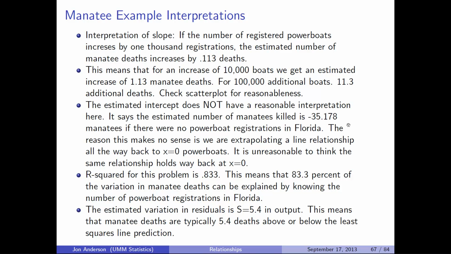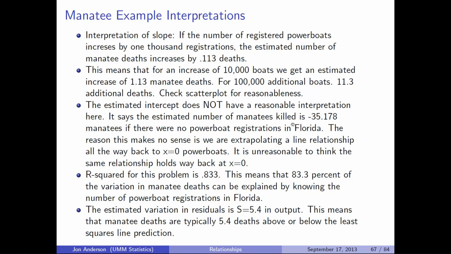The estimated intercept, as usual, doesn't have a very reasonable interpretation. It just doesn't really seem to make very much sense that if there were 0 powerboats registered in Florida, that's what X0 would mean, the estimated number of manatees killed would be a negative 35 deaths. I'm not sure how we can have negative 35 deaths. Some students like to try to argue to me that that means there's a growth of 35, but I think it just is another problem trying to interpret the intercept when we're doing a really bad extrapolation back at 0 powerboats. R squared for our problem is 0.833.